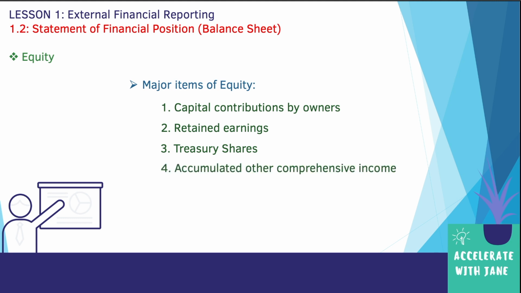Fourth is the accumulated other comprehensive income. So comprehensive income includes revenues, expenses, gains, and losses that have yet to be realized and are excluded from net income on the income statement. OCI represents the balance between net income and comprehensive income.